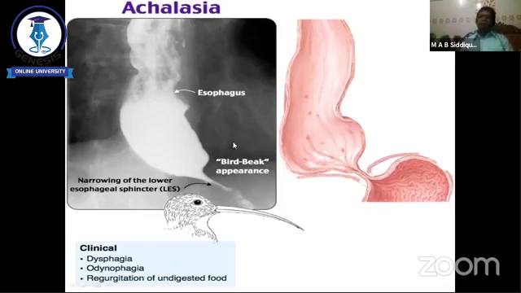The next question may be: what are the clinical features? That is dysphagia. The dysphagia in achalasia cardia is more on liquid than on solid. This is a very important finding, as the liquid cannot pass through the sphincteric spasm, but solid food can pass easily due to its gravity. And also odynophagia, regurgitation of undigested food materials, and repeated chest infection. These are the clinical features of achalasia.